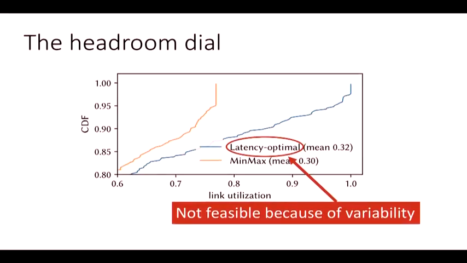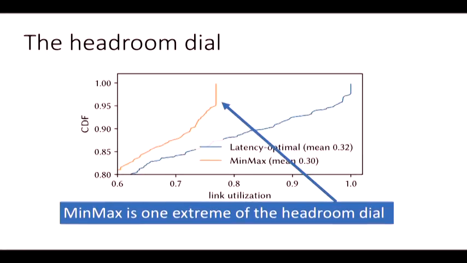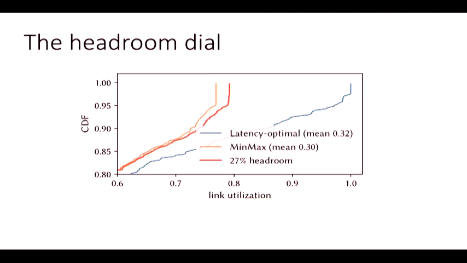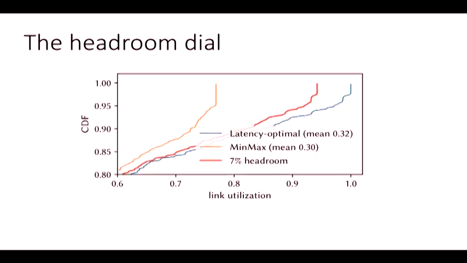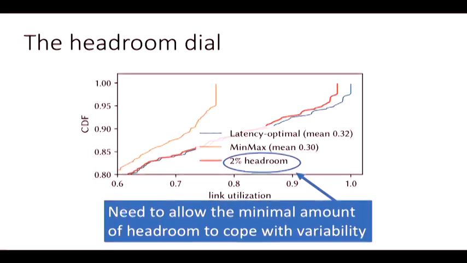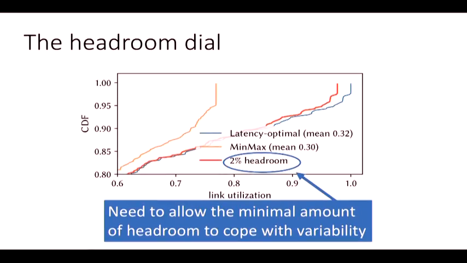And the question becomes, how much headroom should we allocate? Well, if we take this headroom dial and turn it all the way up, and allocate the maximum amount of headroom, we will end up with min-max. And once we start turning that dial the other way, we will start to converge towards the latency optimal solution. We're essentially exploring the state space. Now, keep in mind that we need to allow for the minimum amount of headroom in order to cope with variability, because having a lot of headroom will hurt propagation delay. Okay, great. So we have this headroom dial, and then we have this latency optimal solution.